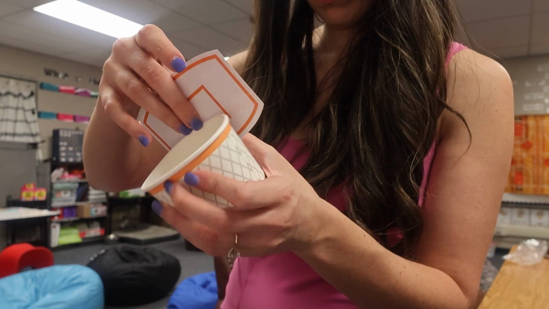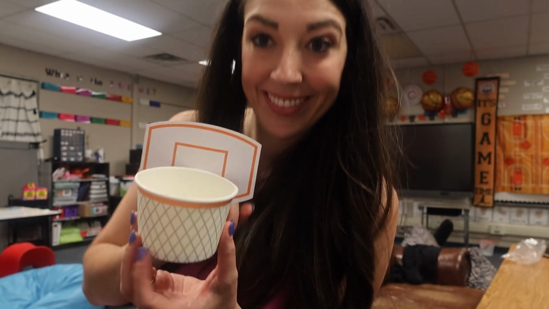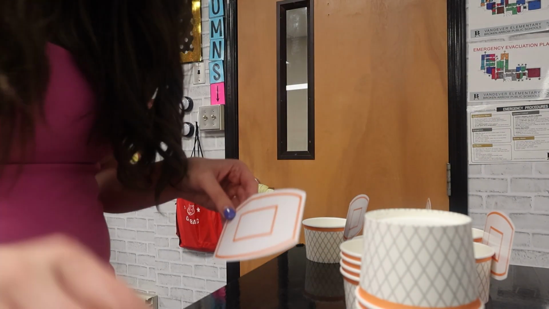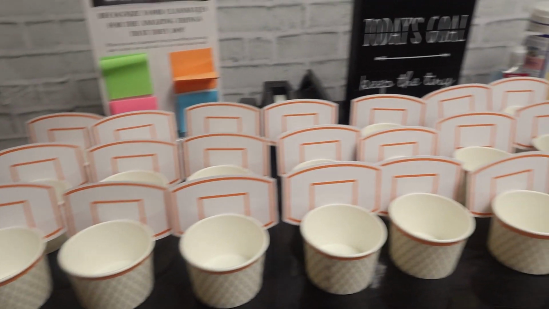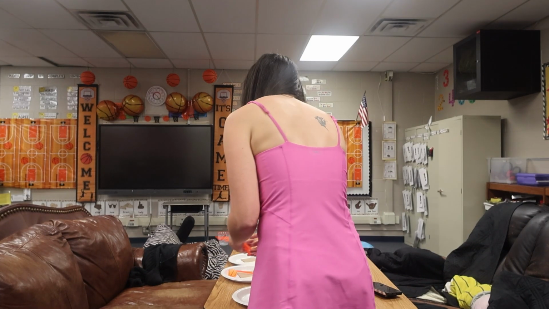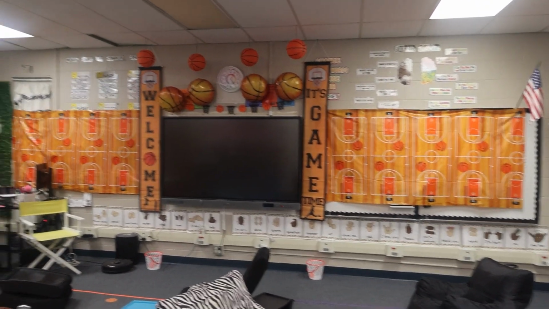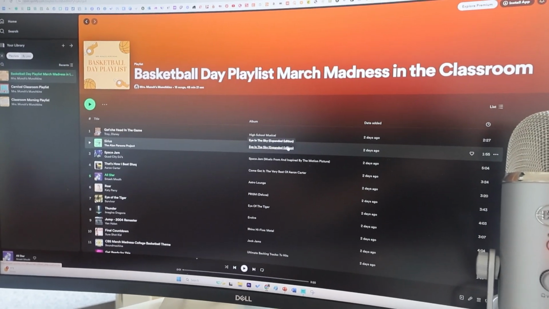I also hung some basketball lanterns, and then I assembled these snack cups that we will use for the next day. Any snack would work in these, like popcorn or pretzels. We went with little Cheeto Puff balls that look like orange basketballs. We also had cuties that we drew basketball lines on. Then I prepped our STEM challenge and the room was ready for the next day. I also made a basketball playlist that we used throughout the entire day, and I'll link it in the description.